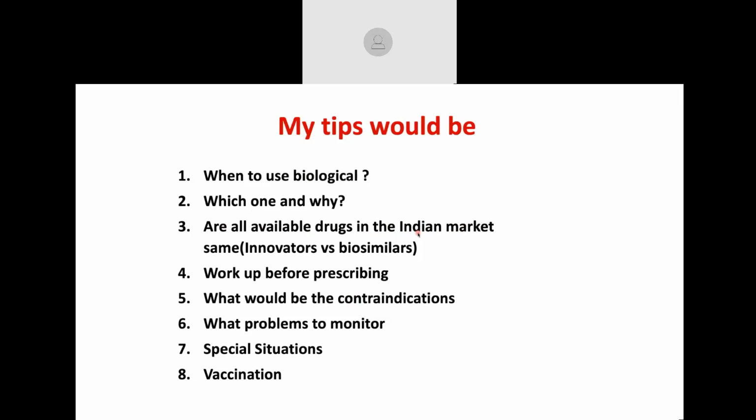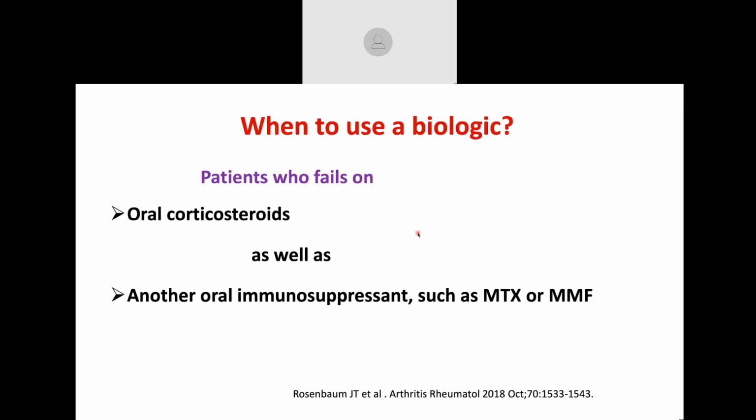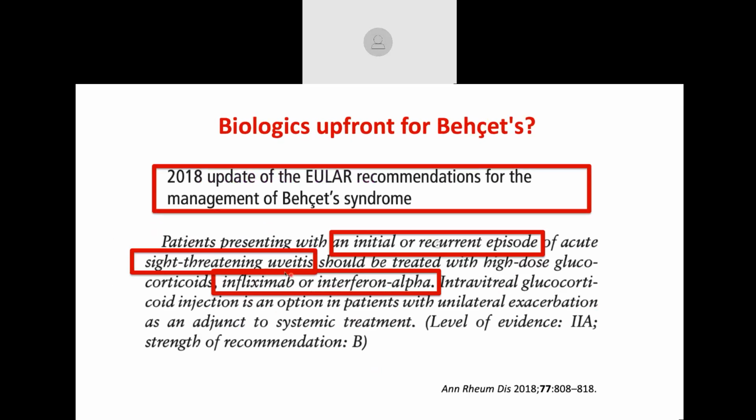So what biologicals are available in India? Amongst the anti-TNF drugs, infliximab is available, adalimumab is available, and golimumab is also available, and etanercept is also available. But in etanercept, there is evidence that it doesn't work, and also there is evidence that it might rather be a cause of precipitating uveitis.